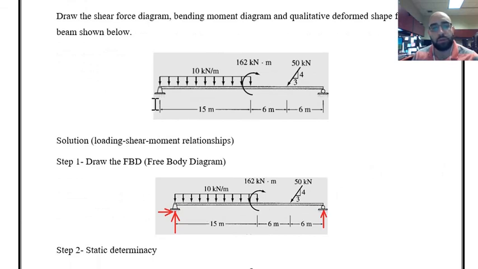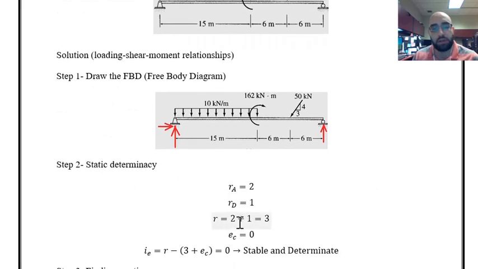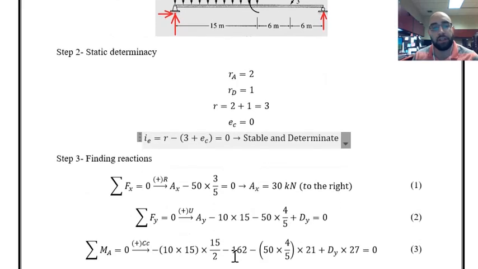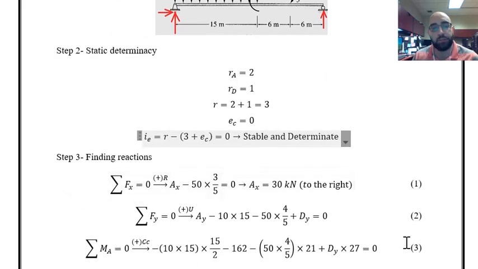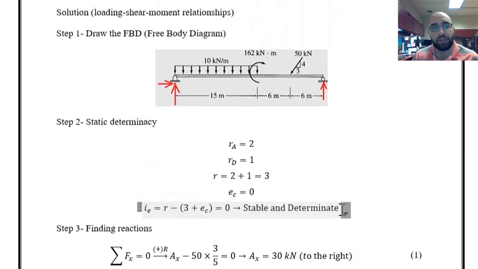We have hinge support over here, 2 reactions, roller support over there, 1 reaction, and based on these we can find the situation for the beam by considering this equation: 3 reactions, no internal hinge or roller, so E is equal to 0, and we can see I is equal to 0, which means the beam is stable and determinate. Then we can write the equations of equilibrium. Summation of forces in x equal to 0.